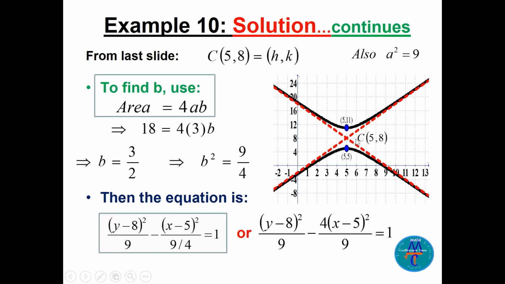That's the graph. This is the center. These are the vertices. This is the equation. And here we can leave the 9, this one here, 9 over 4. You can write it this way.